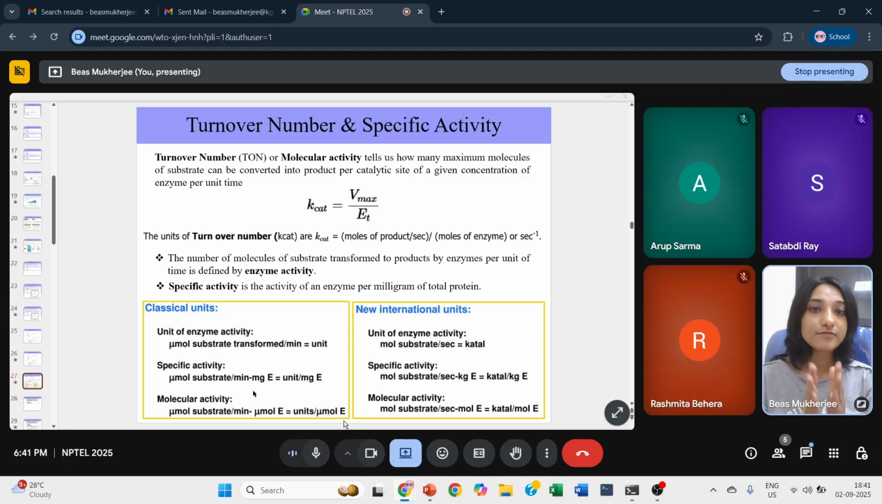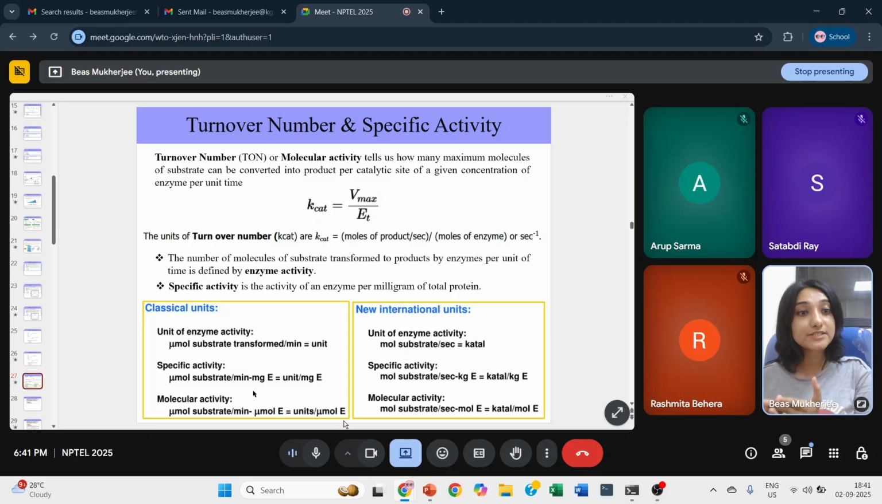So the number of molecules of the substrate transformed to product by enzyme per unit time is defined as enzyme activity. You have to remember the differences, okay? And specific activity means the activity of the enzyme per milligram of total protein. Total protein means total enzyme, okay? So now the classical units are micromole of, okay, so what is the unit of enzyme activity? That is micromole of substrate transformed per minute. That is the enzyme activity, and it is written in unit.